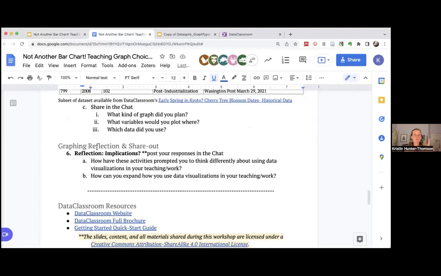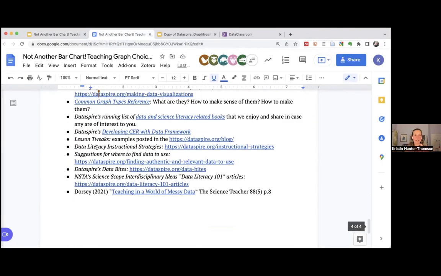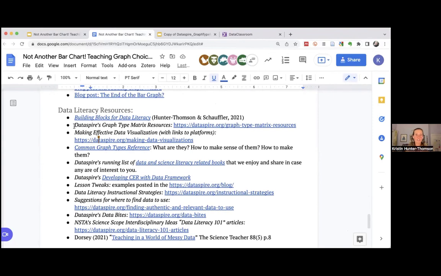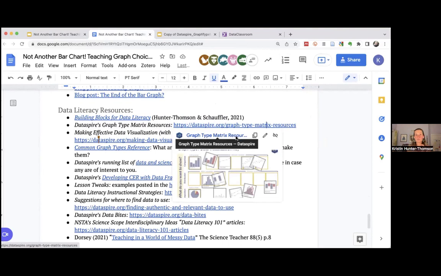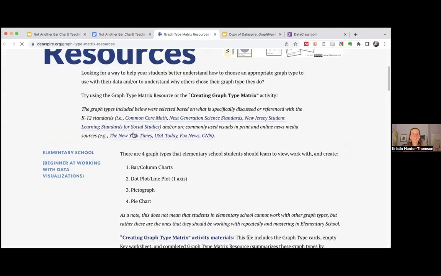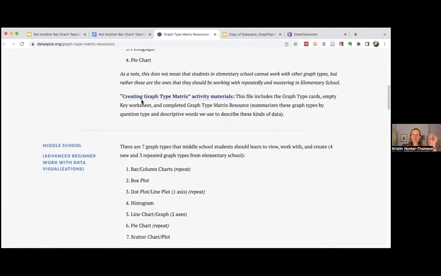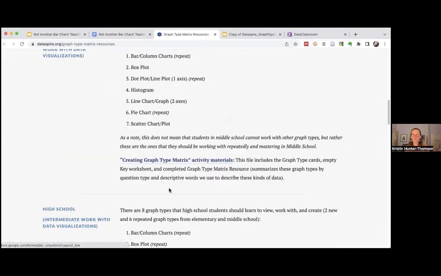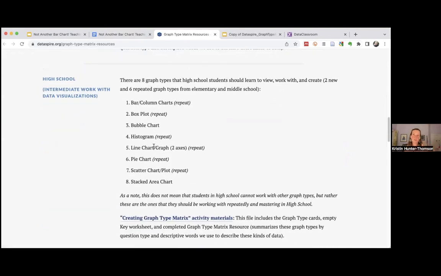And I forgot to point out how to find the graph matrix. If you scroll down to the bottom and click on this link, you will get redirected to the page on my website where you can scroll down and get a sense of the elementary, the middle school, the high school, all those different pieces. It is set up as a Google Slide document that you can download and use to run that activity with your learners the way we modeled it here today.